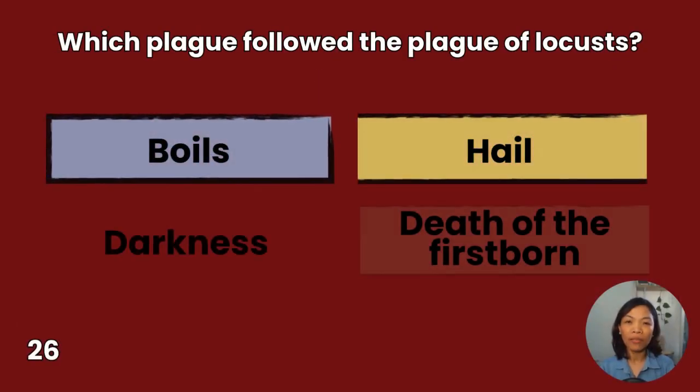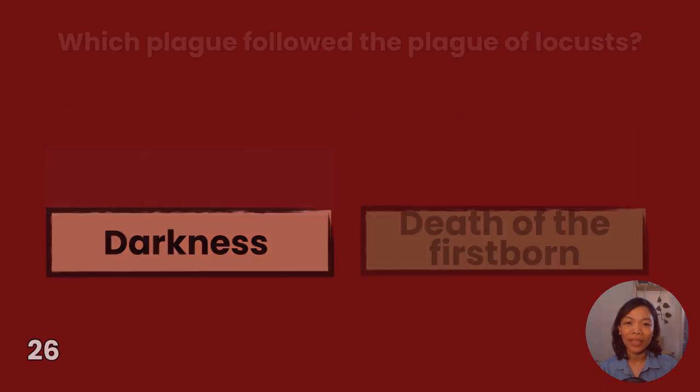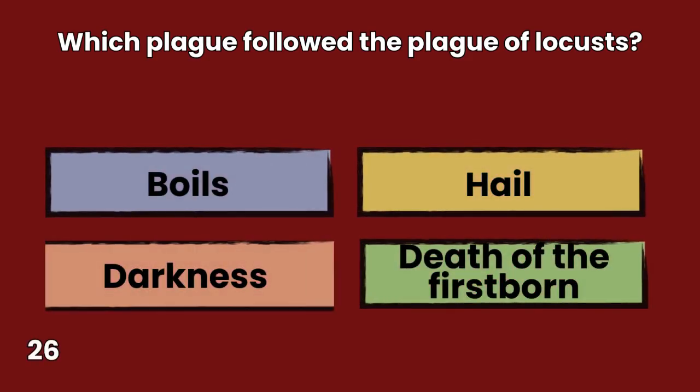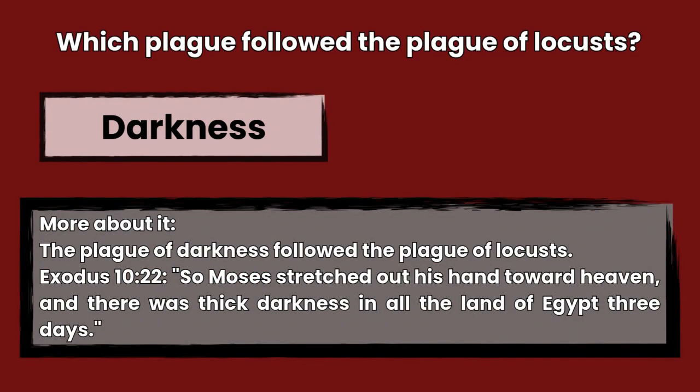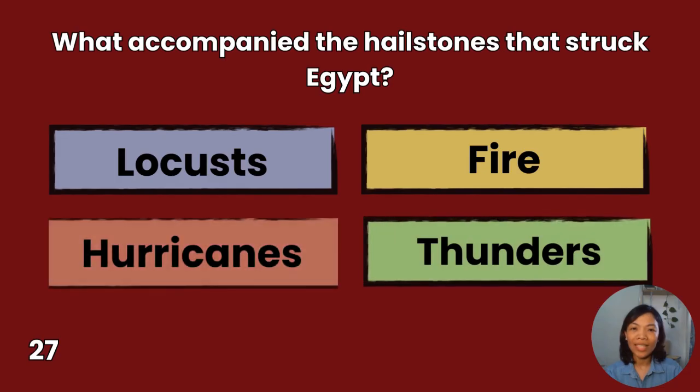26. Which plague followed the plague of locusts? Boils, darkness, hail, death of the firstborn. You have 10 seconds to answer. The answer is darkness. The plague of darkness followed the plague of locusts. Exodus 10:22. So Moses stretched out his hand toward heaven, and there was thick darkness in all the land of Egypt 3 days.